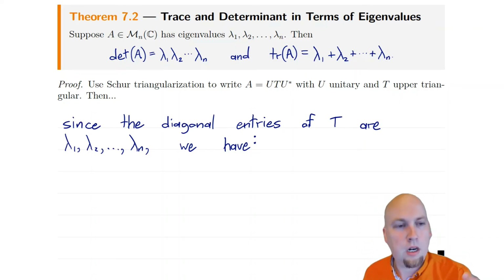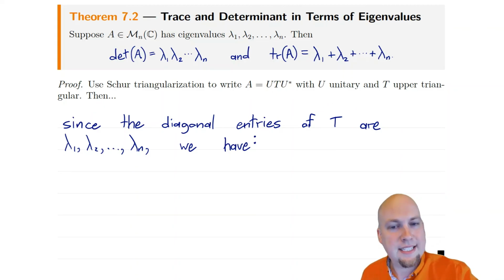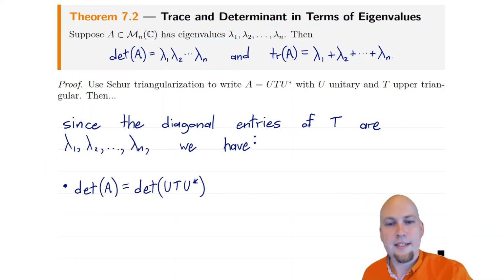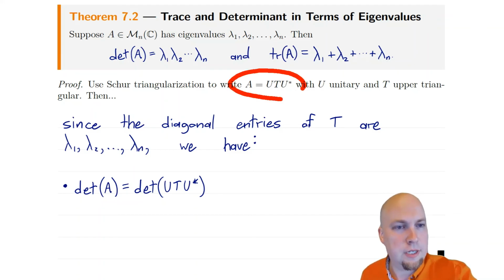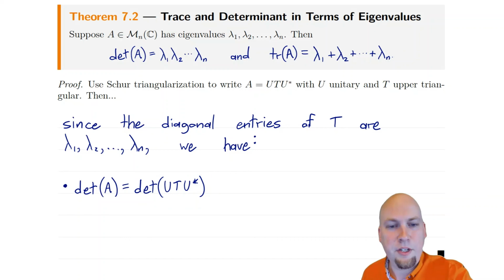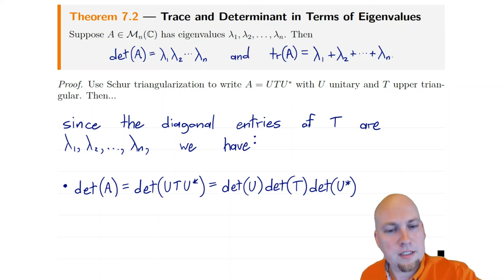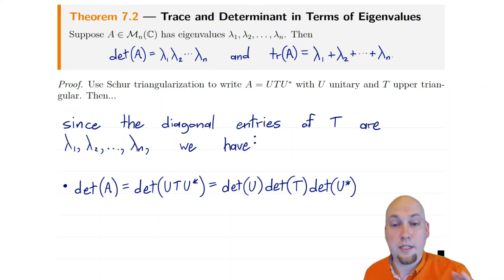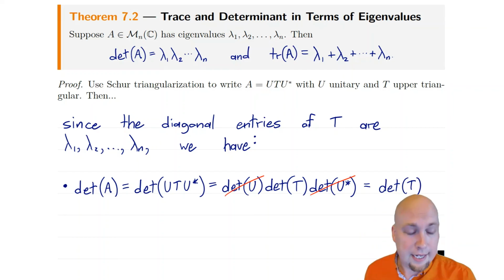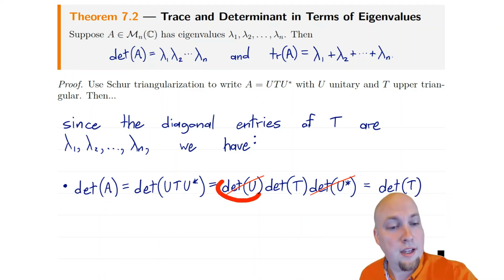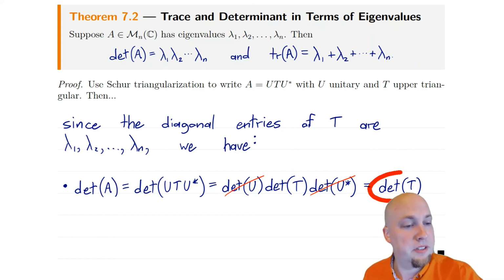First, we recall that the diagonal entries of T are exactly the eigenvalues of A. In other words, the diagonal entries of T are lambda 1, lambda 2, all the way up to lambda n. Now let's start thinking about determinants. The determinant of A is the determinant of U T U star. We're going to do a similar trick to what we did earlier in this lecture. We've got a product of things inside a determinant, so I can split it up into a product of determinants. Determinants are multiplicative. And then, determinant of U star is exactly 1 divided by determinant of U, because U star is the inverse of U. So those determinants just cancel out and we're left with the determinant of T.